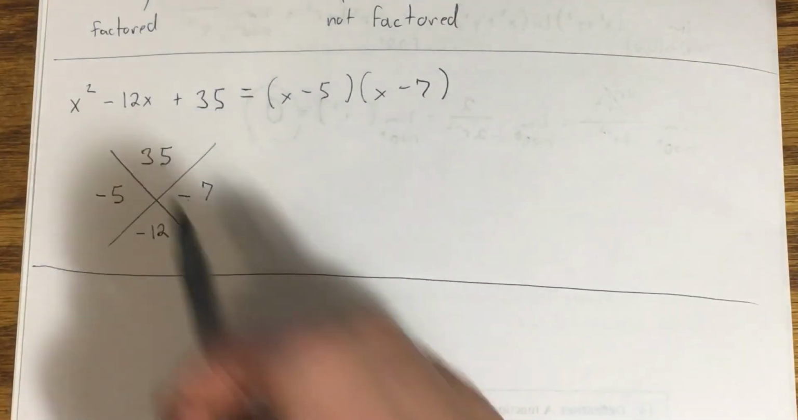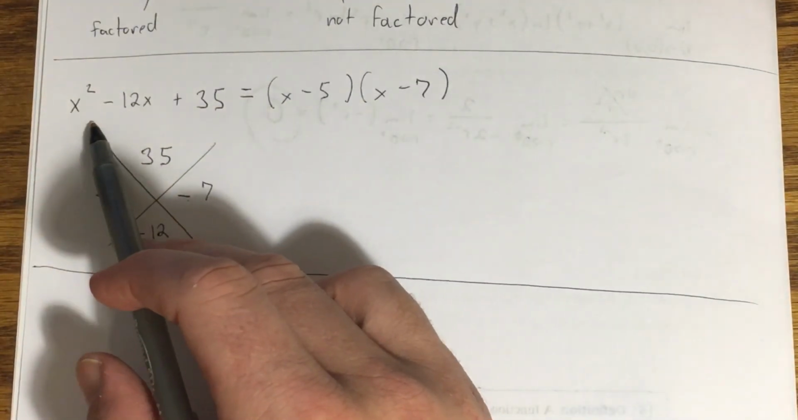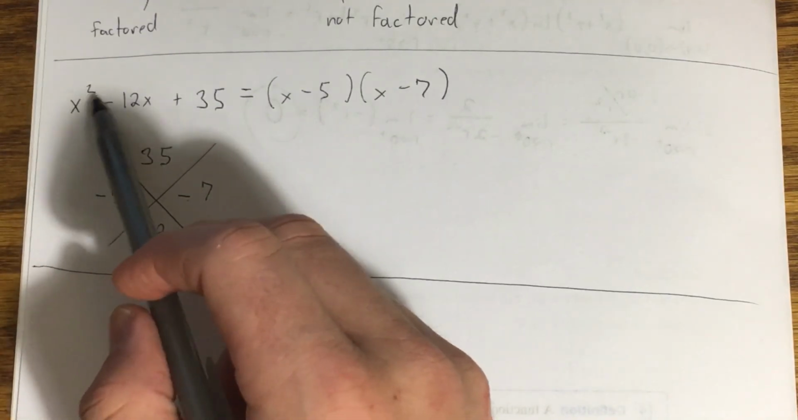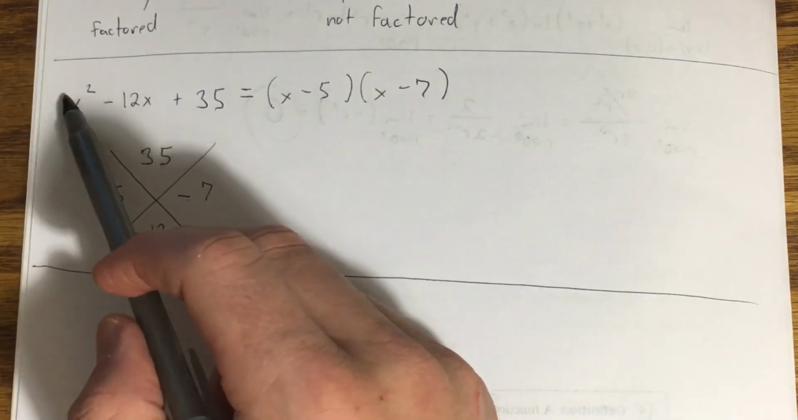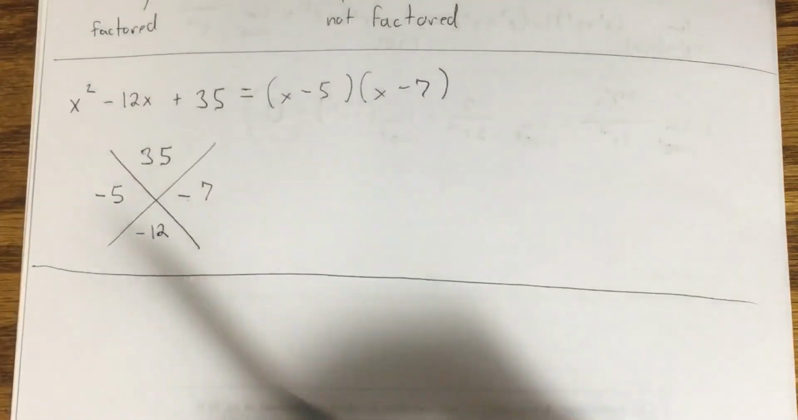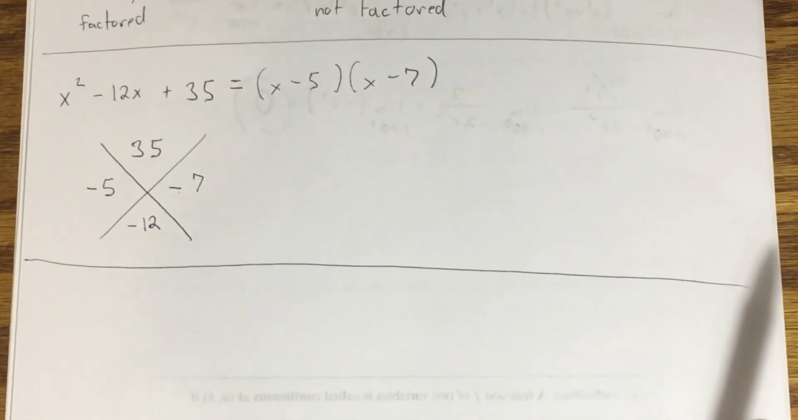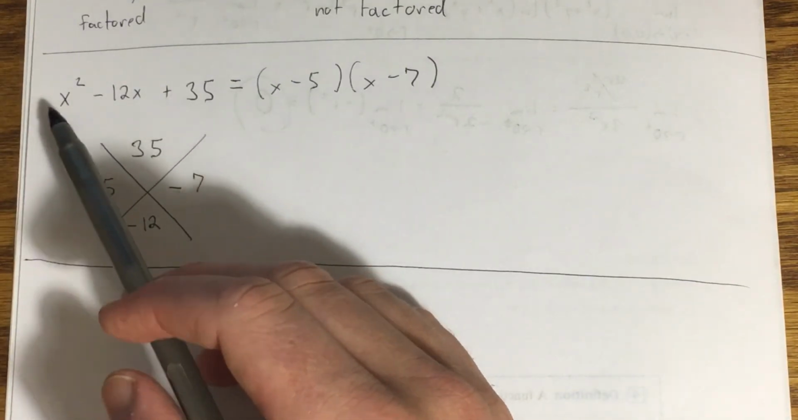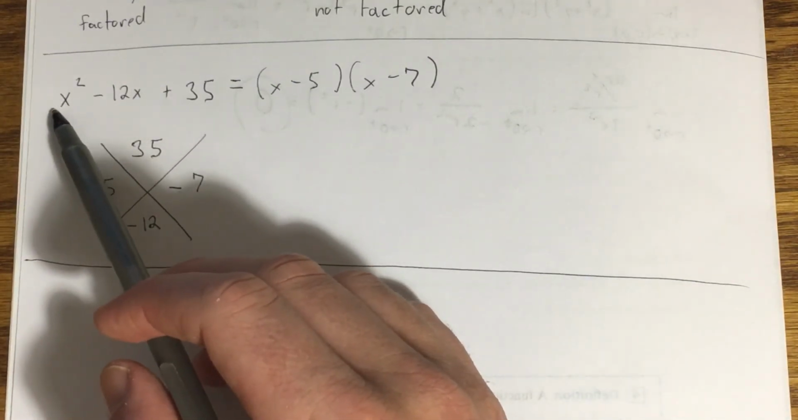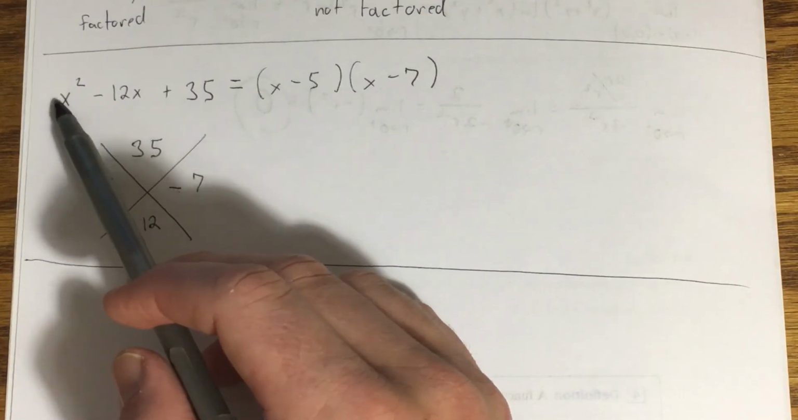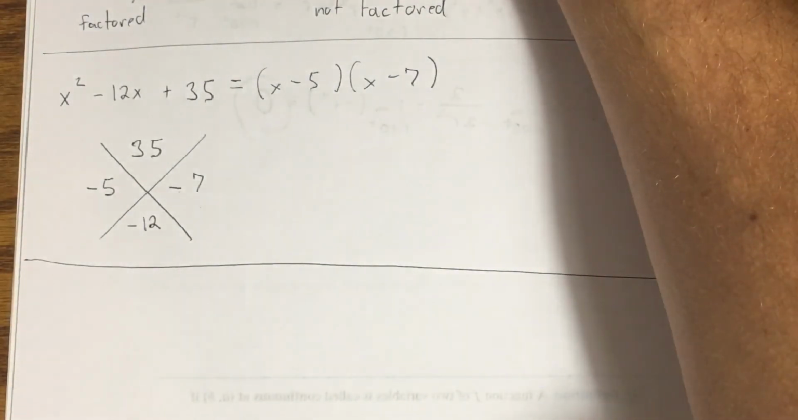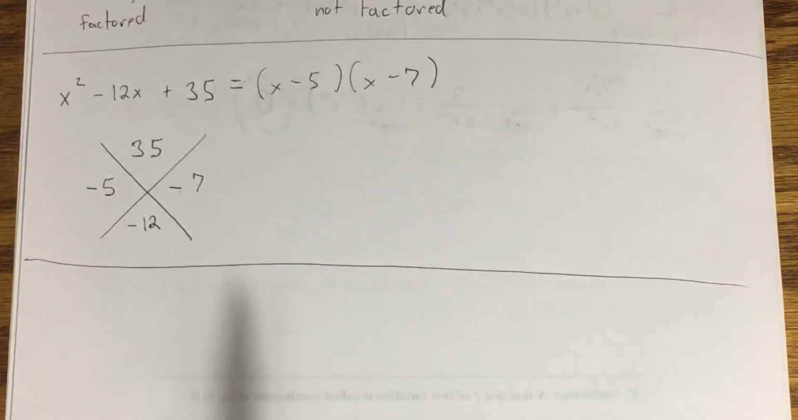Okay, now these ones are kind of the easiest cases, and what I mean by that is that the leading coefficient, meaning the coefficient on your x squared term, is a 1. You don't see a 1 there, but there is a 1 there that we could put. The trickier cases are the ones in which the leading coefficient is not a 1, but some other positive or negative number. So let's consider an example here.